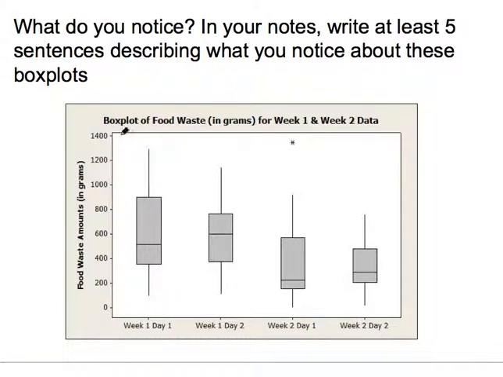Okay, so here's another one. I found this article. You're actually going to read a little part of this article. So you want to write down in your notes 5 sentences describing what you notice about these box plots. So you're going to talk about shape, center, spread, where the medians are, over time, what happened.